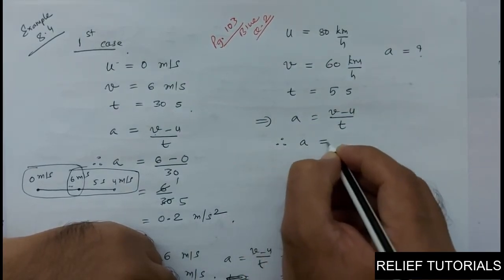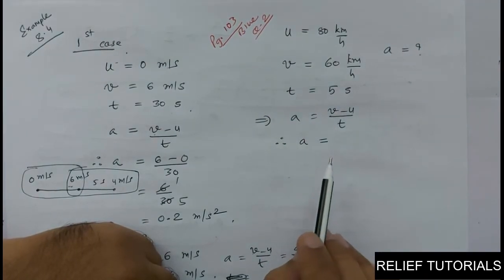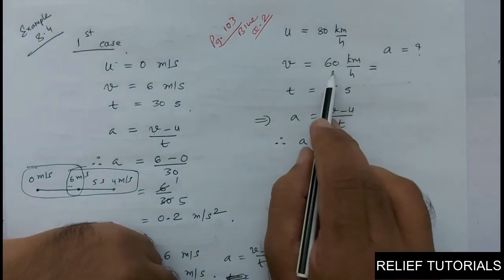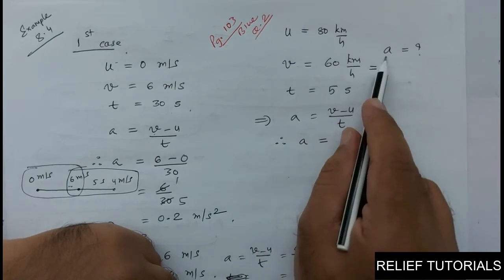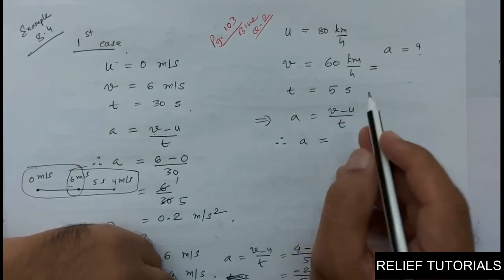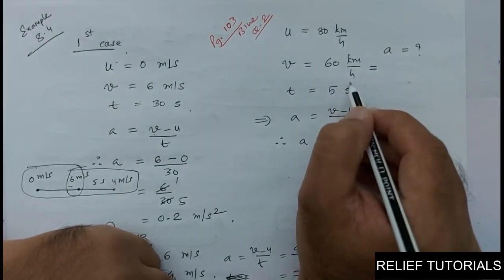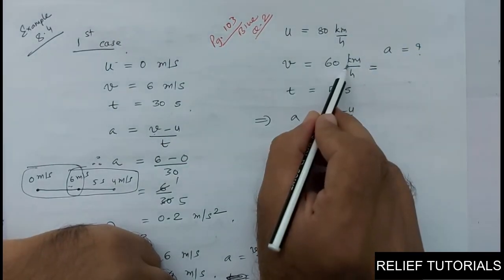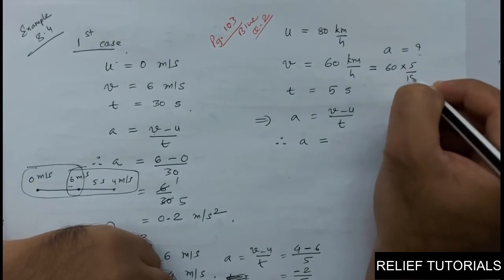Therefore a is equal to, what is v? v is 60, but I have told you that whenever you are finding the acceleration, you cannot keep the unit of velocities as kilometer per hour, because acceleration has only one unit, and that is meter per second square or centimeter per second square. So you have to convert this kilometer per hour into meter per second. In the second or third lecture we discussed that whenever you want to convert kilometer per hour to meter per second, you have to multiply that number by 5 by 18.